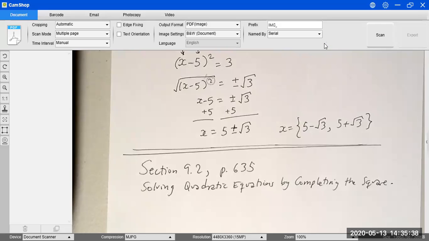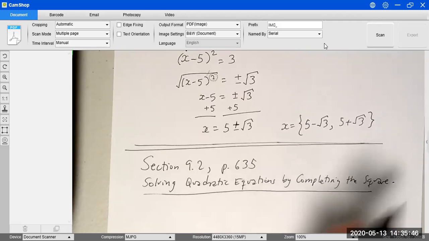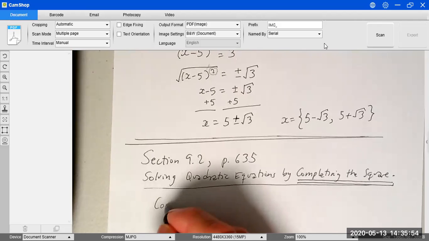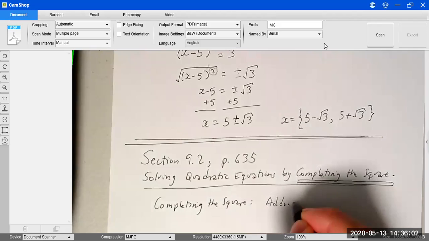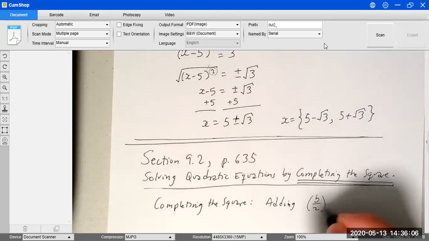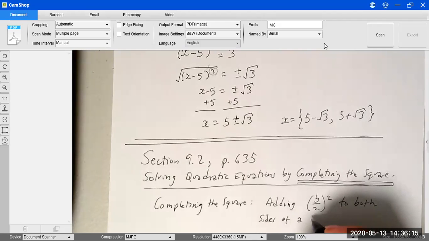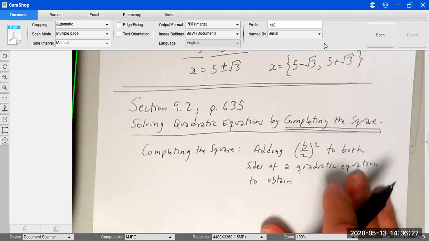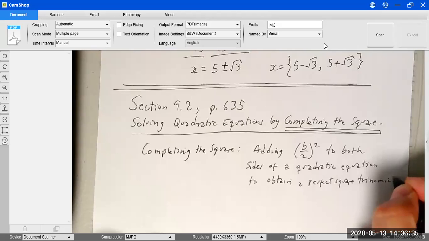So now in section 9.2, page 635, we're going to solve quadratic equations by completing the square. So what is the meaning of completing the square? Completing the square is just adding (b over 2) squared to both sides of a quadratic equation to obtain a perfect square trinomial on one side.